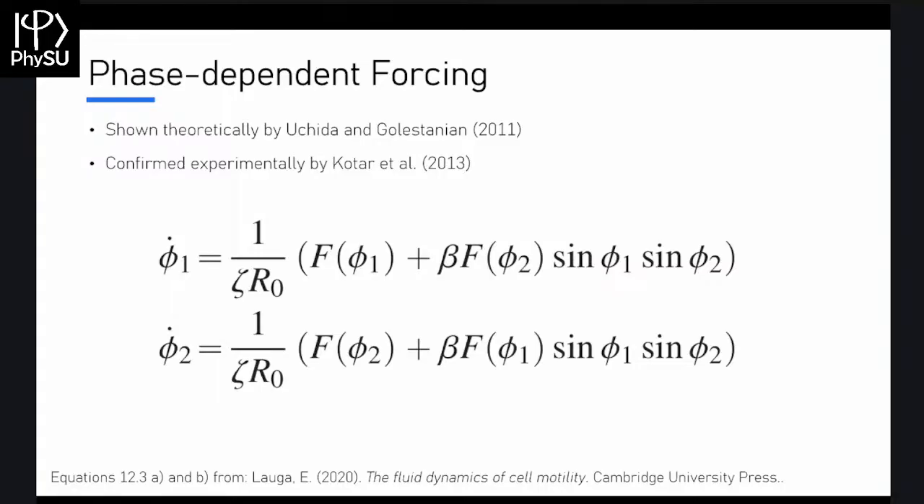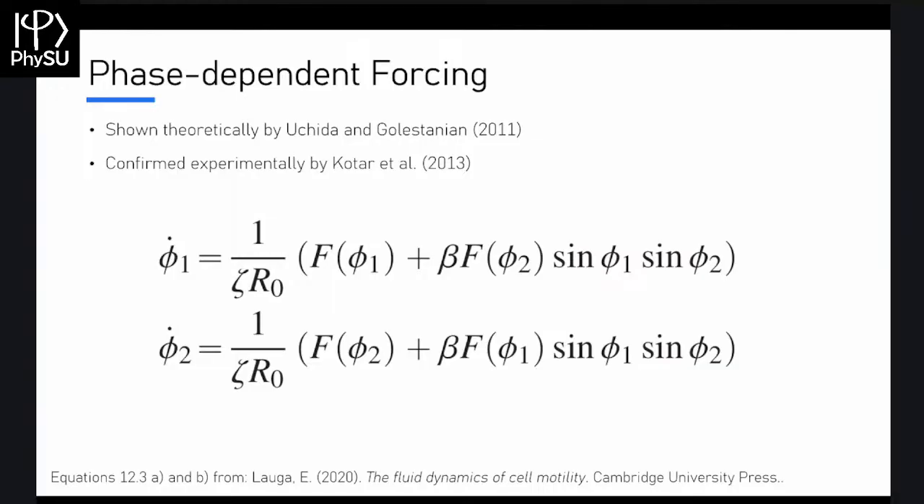I think R naught was the radius of the circles, I believe. Again, this is a while ago, I should have reviewed this, but it is, I believe, the radius, because we're keeping the same radius for both cilia and actuator. Force theta or phi one is the internal force, and then this entire term is the external force.